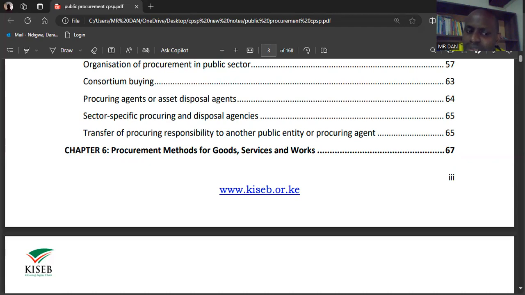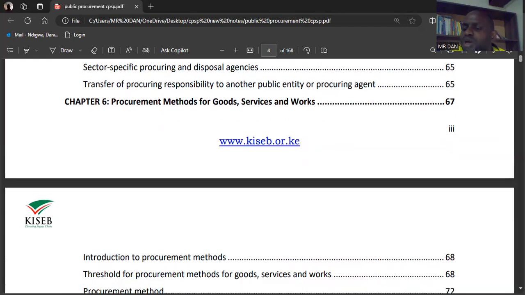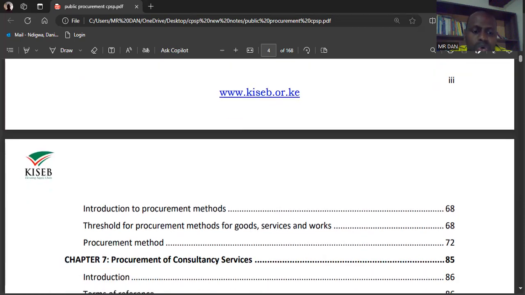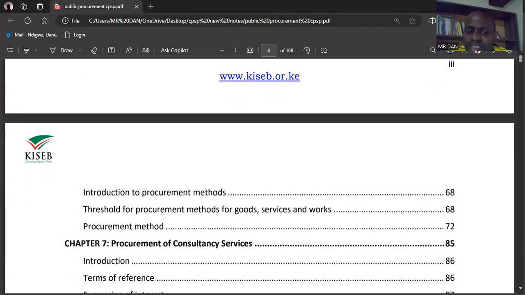So you'll be able to understand what are some of the methods that you can use when you are procuring. But one of the methods that is very common, or the recommended method in public procurement, is open tendering. The others are just alternatives. We shall also look at the threshold. And the threshold matrix basically gives a summary of the amount and the method of procurement that can be used in procuring different products or services or even works.